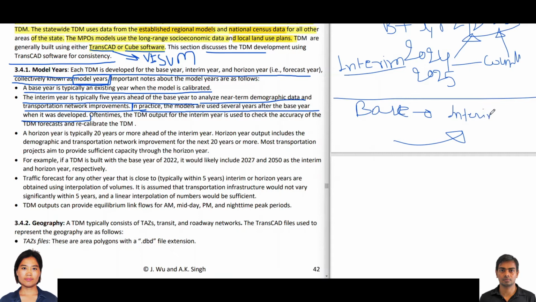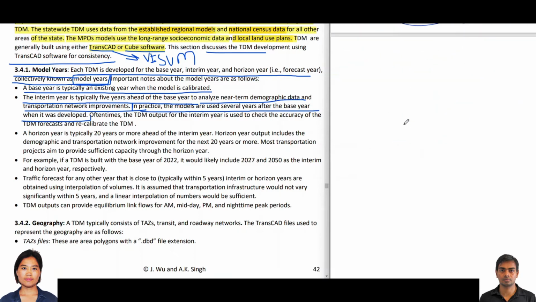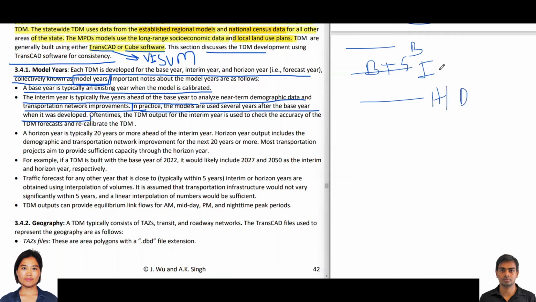So in practice, a TDM model is given with a base year. Then we have an interim year, which is base plus 5. And then usually we have a horizon or design year, which is interim plus 20 years. Interim plus 20, so we can also call it base plus 25.